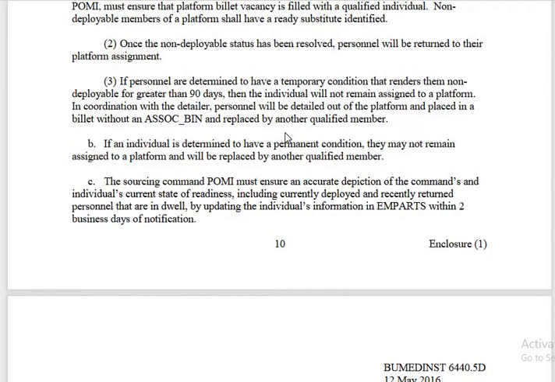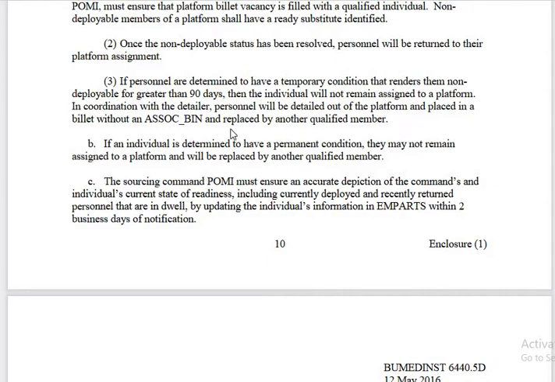And then once that non-deployable status is resolved, typically the person returns. So it's not like you're non-deployable, your replacement's there, and they're stuck with your deployment. Once you're medically ready, that swaps back. However, if that non-deployability is over 90 days, the person can't go back. So just remember, 3 months is how long you can be non-deployable. And if you're already deployed, you're going to lose your spot unless it's over 90 days.